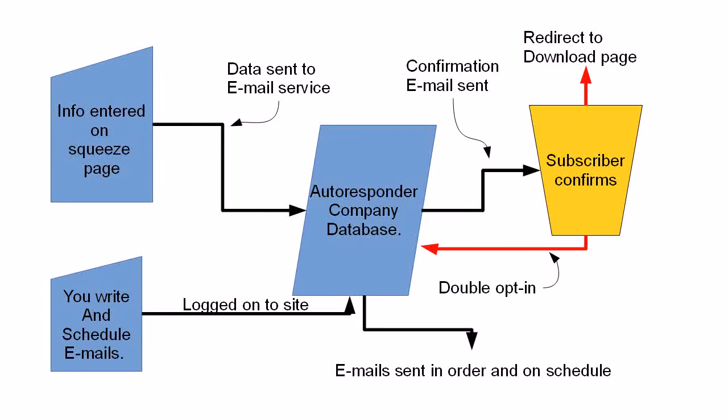This is known as double opt-in. And then it's noted on the company's database that this subscriber has confirmed and has given their consent to receive emails from you. And then emails are sent out in order and on schedule.